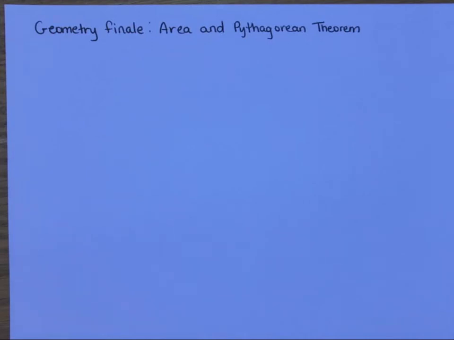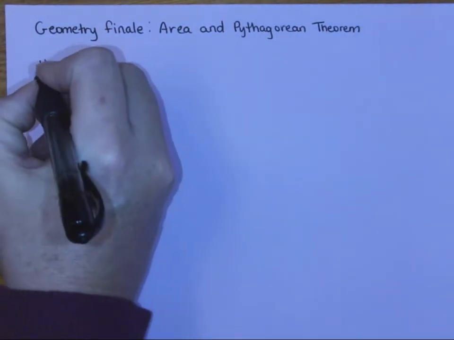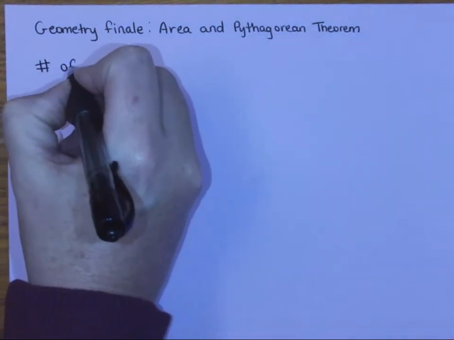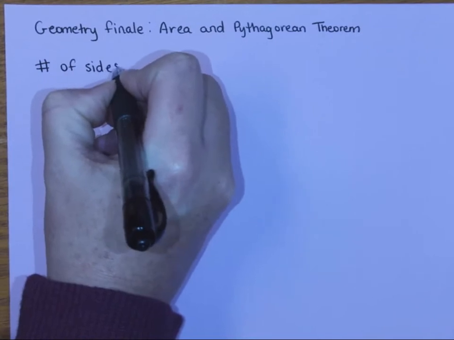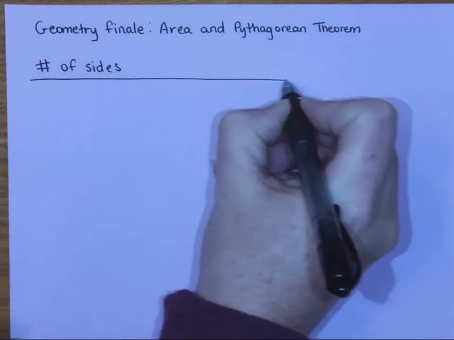Alright, so this is going to be our final geometry lesson. Before we get to what the lesson is really about, which is area and the Pythagorean theorem, I wanted to address something that was on your geometry glossary, just to make sure that you got this part correct and that you understand kind of how it works.